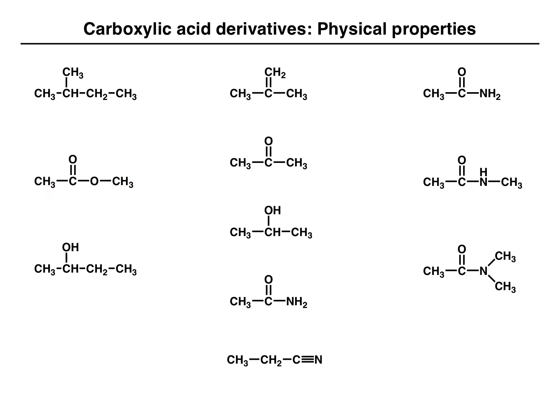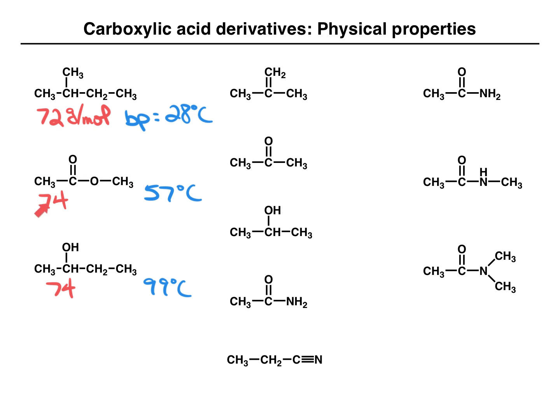hydrogen bonding. Because we want to compare different types of intermolecular forces, we should use compounds that are similar size. So let's check. This has a molecular weight of 72 grams per mole. This is 74, and this is 74. And the boiling point is 28 degrees Celsius, 57 degrees Celsius, and 99 degrees Celsius. So esters, having dipole-dipole interactions, intermediate in terms of strength, stronger than induced dipole, not as strong as hydrogen bonding, and the boiling point reflects that.